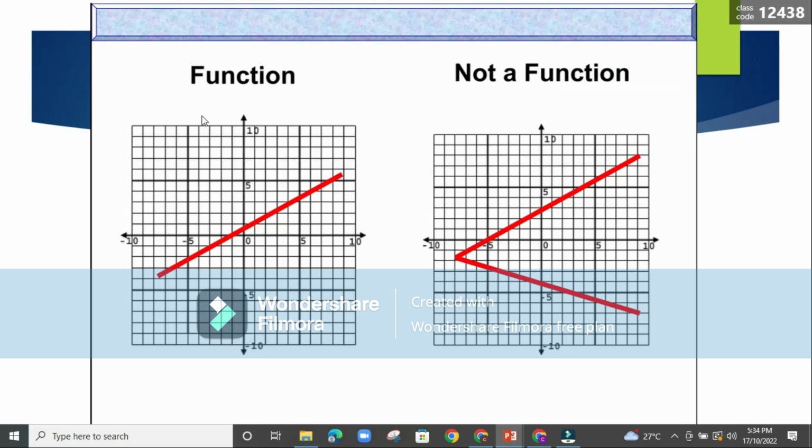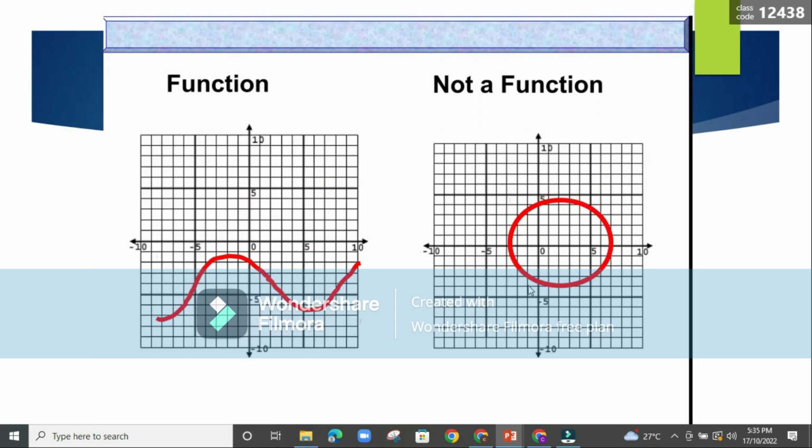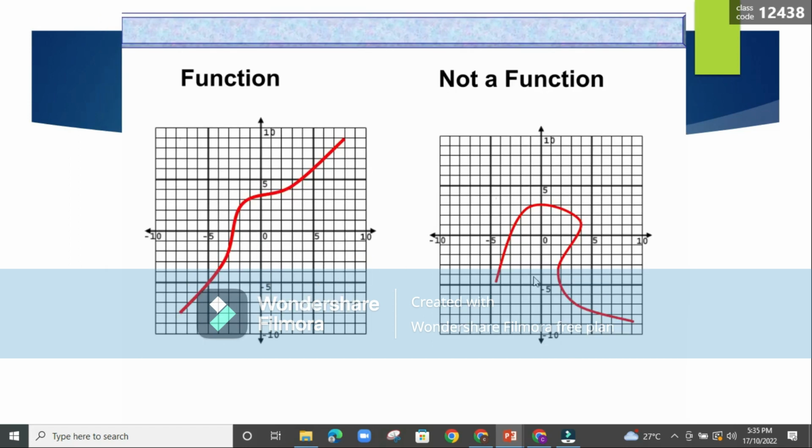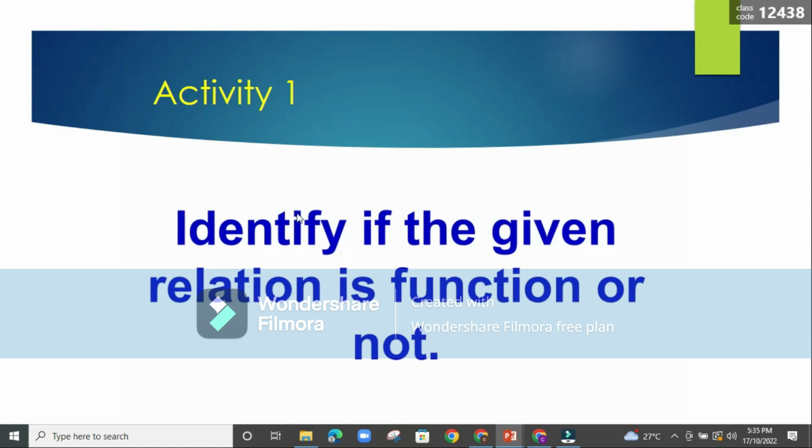Let's proceed to examples of graphs, to determine whether each is a function or not. This one is a function using the vertical line test. This one is not a function because if we draw a vertical line here, it will intersect 2 points. This one is a function. This is not a function, obviously. This is a function, and this is not a function. So it's very clear for the concept of the vertical line test.